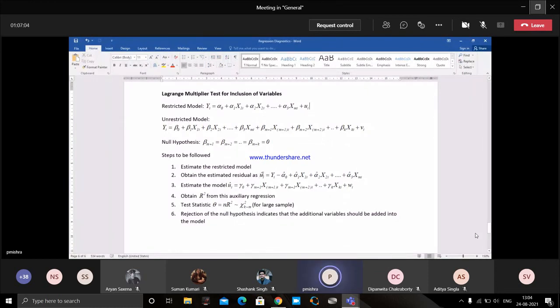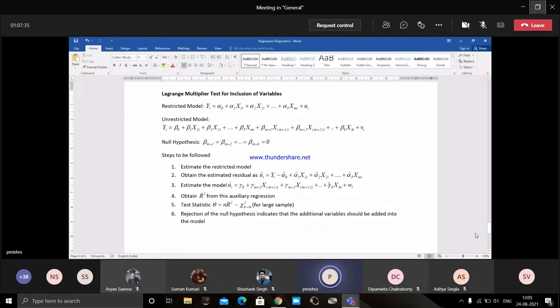The residual will now have the part that was excluded in the original model, so it belongs to this residual. So the residual has a strong association with these variables. What I need to do, first, is estimate the restricted model. I need to get the residual and then regress the residual on the remaining independent variables.